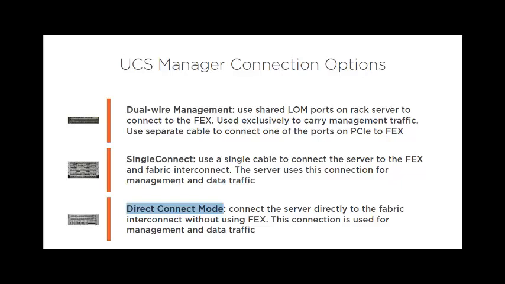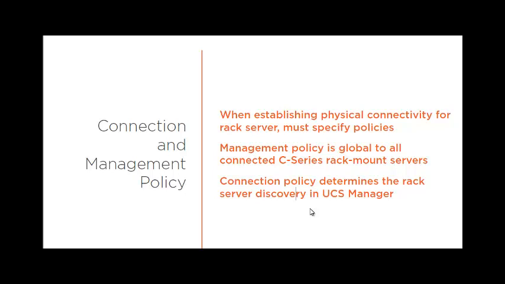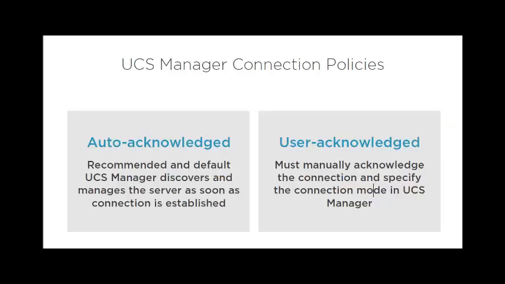When establishing the physical connection for the rack server, you must specify the policy first. The management policy is global to all the C series rack mount servers. We define the policy using UCS Manager, and then the connection policy determines the rack server discovery in the manager. We will have more clarity when we do the labs with the C series. The lab guide which I shared with you earlier starts with exactly this policy lab, and then it will discover the C series.